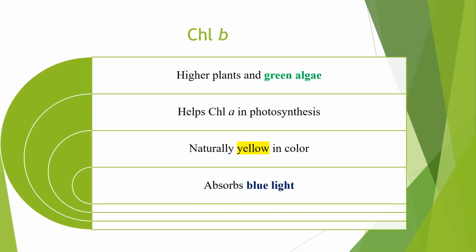Coming to chlorophyll B, similar to chlorophyll A, it was earlier called chlorophyll beta, and it is abundant in higher plants and green algae. It is an accessory pigment and it helps chlorophyll A in photosynthesis. Although chlorophyll B itself is yellow in color, it absorbs the blue light from the solar spectrum. So always remember these different colors associated with such chlorophylls.